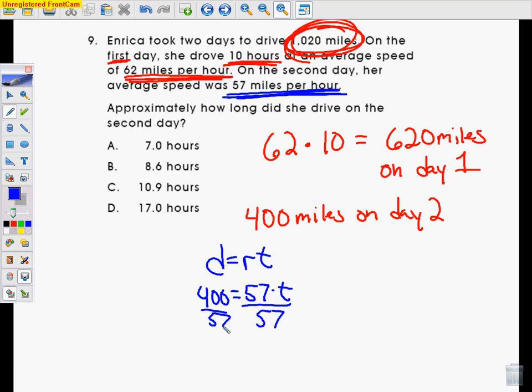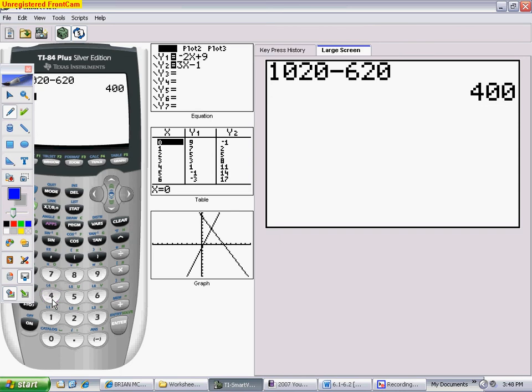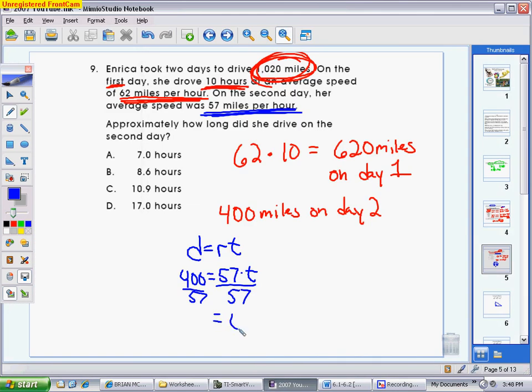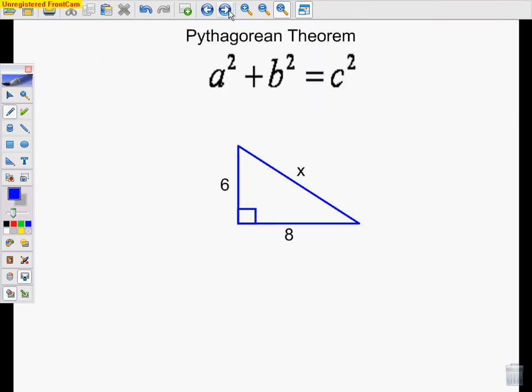So 400 divided by 57 is, let's see, 400 divided by 57 is 7.01. So we get that the time is approximately 7 hours, 7.0 hours. So her approximate time is 7 hours. Okay, great. Let's move on.